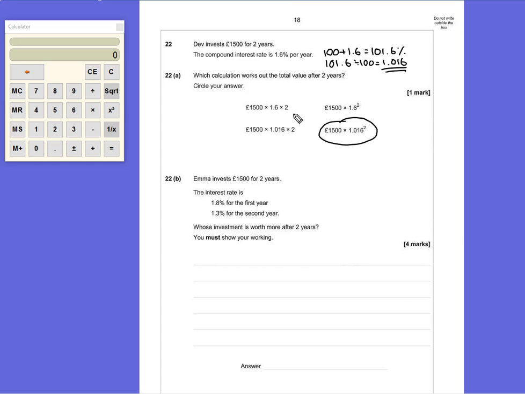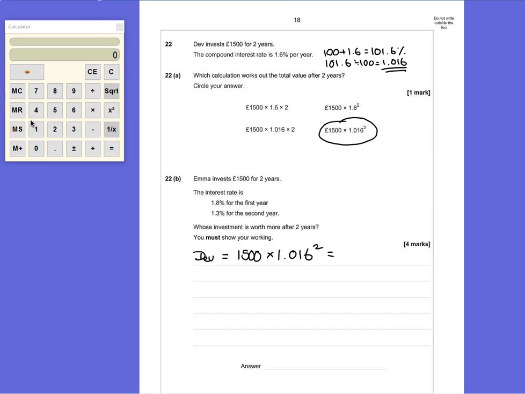Well, we've already done Dev's calculation in part A, so let's start off with Dev and get this out the way. Keep your answers labelled so we know exactly who's who, and that way we can decide which answer we want to choose at the end, because it will be clearly labelled. If you start writing things all over the place, things could get very confusing. For Dev, we said that would be 1,500 multiplied by 1.016 squared.